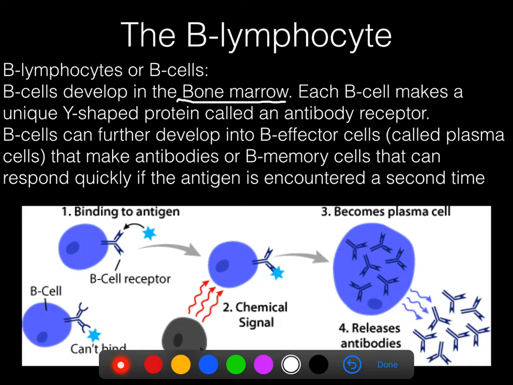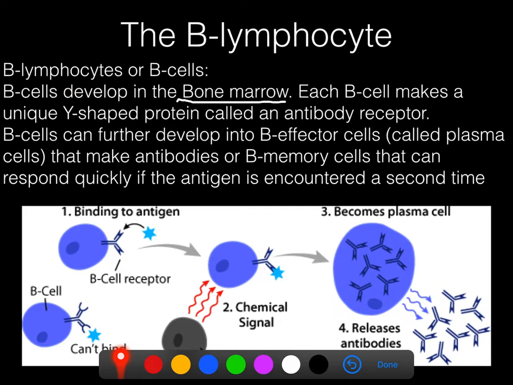And there's some cool things about them. First off, every B cell makes its own unique receptor. In your bone marrow, you make billions of B cells, and every B cell has a unique, what's called B cell receptor. These B cell receptors are Y-shaped, and in fact, are almost exactly identical to antibodies, because they're basically antibodies, or at least they're the things that become antibodies.